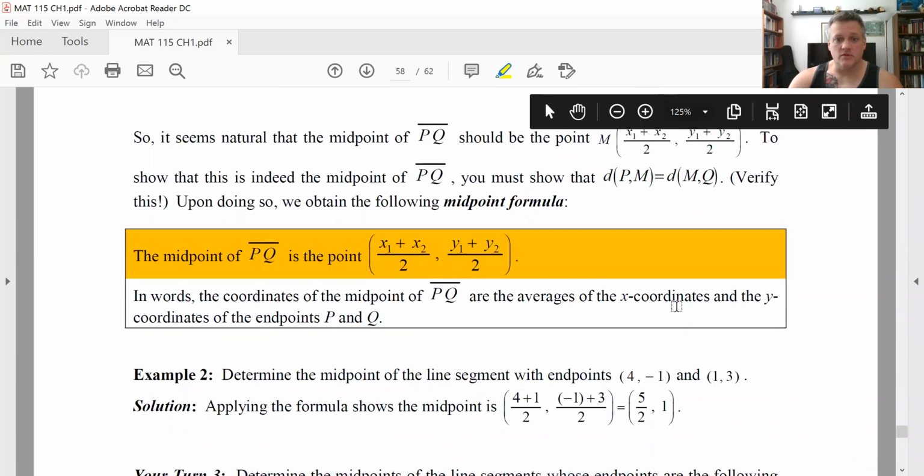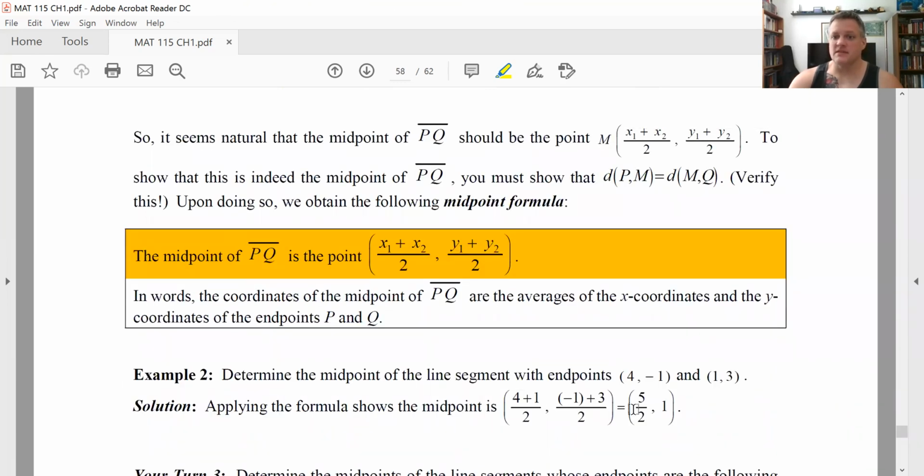All right, so let's find, here's the example. This is the same example we did before, with the same points, but now we're asking for the midpoint. So if I want the midpoint between these 2 points, I'm going to add the x's, 4 plus 1 divided by 2. I'm going to add the y's, minus 1 plus 3 over 2, and simplify to get 5 halves, comma 1. So this is the point that is directly in the middle of the line segment with these two endpoints.